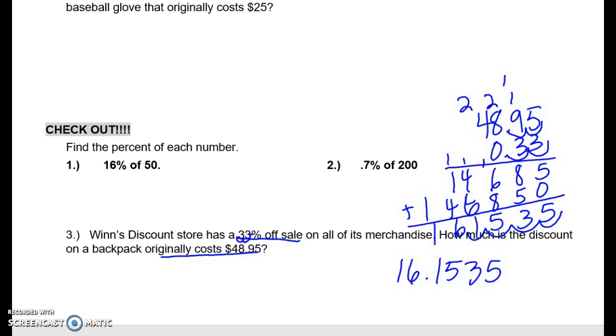They want to know how much is the discount, which is in money. How many decimal places do I have for money? 2. So I'm going to have to stop at these 2, and I'm going to have to use the other numbers to round it. Okay? So this 3 will tell my 5 to round down.